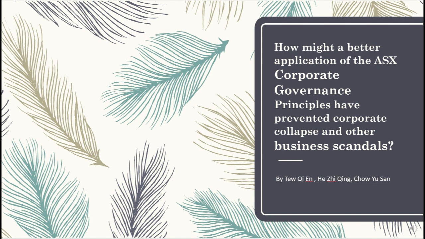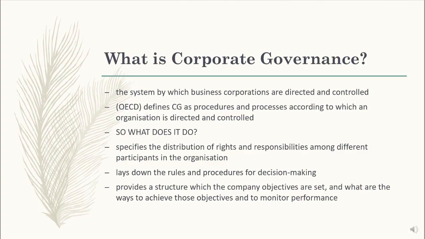Today we are going to talk about how a better application of ASX Corporate Governance Principles might have prevented corporate collapse and other business scandals. So, what is corporate governance? It is a system by which business corporations are directed and controlled.